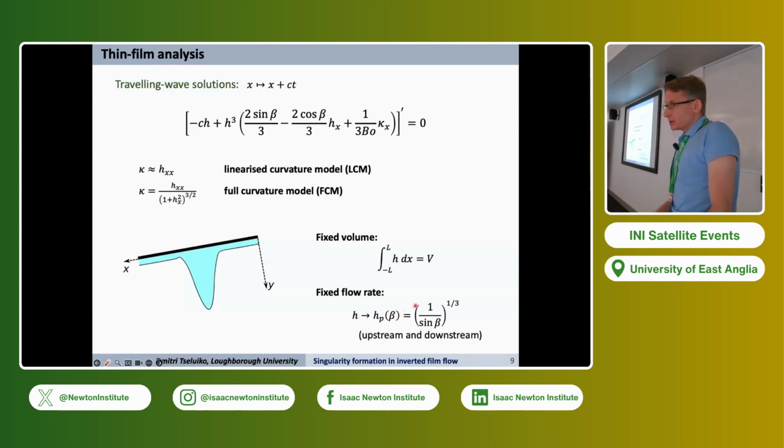And if the inclination angle changes, then in the far field, the thickness should also change to maintain the same flow rate. It turns out that the thickness in the far field, upstream and downstream, should be equal to 1 divided by the cubic root of 1 divided by the sine of beta. So in our computations, we impose this thickness upstream and downstream.